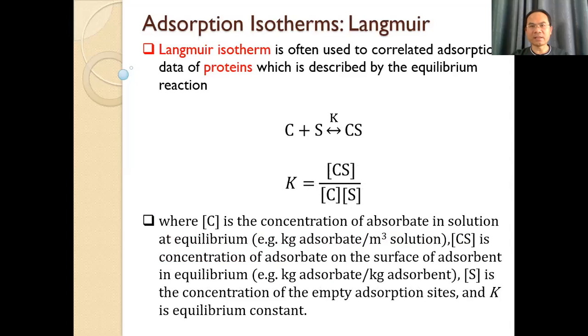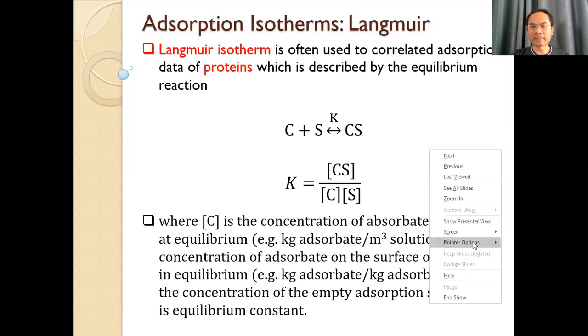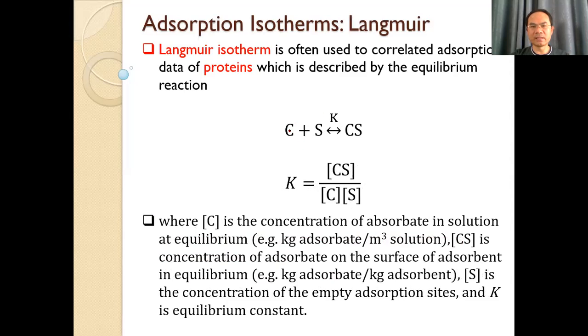The last isotherm that I talked about is the Langmuir isotherm. The Langmuir isotherm is often used to cover the adsorption data of protein. Like this expression, we have C, CS, and S. C is the concentration of adsorbate in solution.